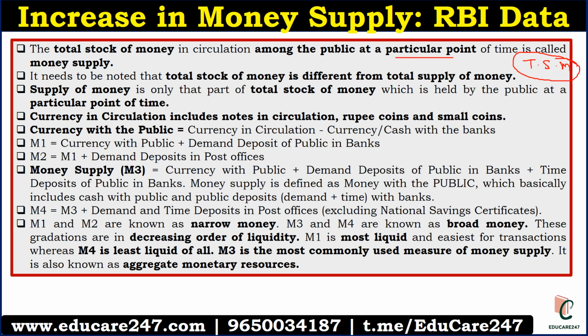And what is currency in circulation? Currency in circulation basically means notes in circulation, small coins and rupee coins in circulation. And what is currency with the public? Currency with the public basically means currency in circulation minus currency with the banks. So if you remove currency with the banks from currency in circulation, it will be called currency with the public. Now let us understand what is M1, M2, M3 and M4.